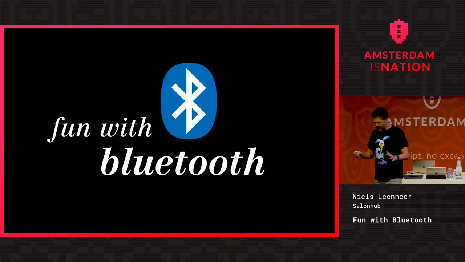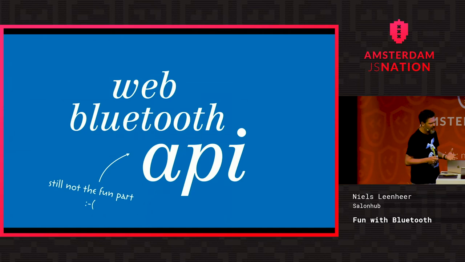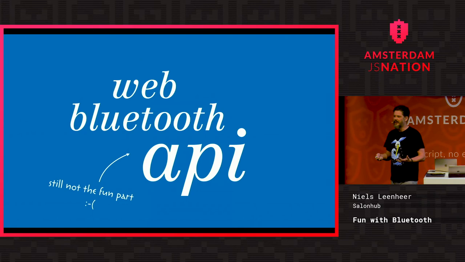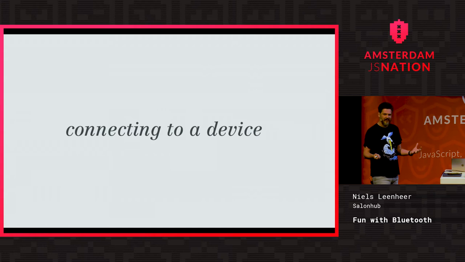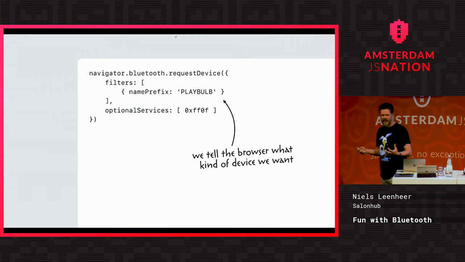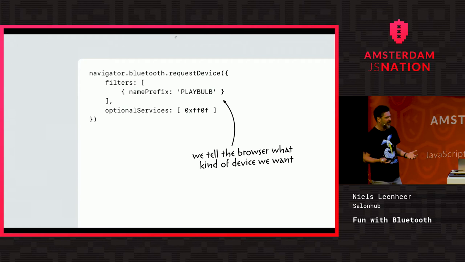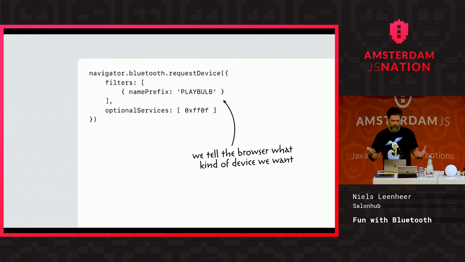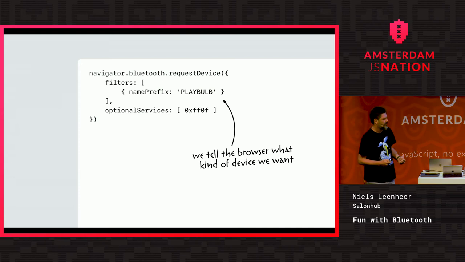But first, the API. Modern browsers, or Chrome, have a new API. And it's the Web Bluetooth API, and you can use it to connect to Bluetooth devices. So it's not really that difficult. I'm going to show you. So there's an API call, navigator.bluetooth.requestDevice, and you can provide some extra parameters, like which device you want to connect to, like a name or services. And with that, if you execute this, it's going to try to find devices.